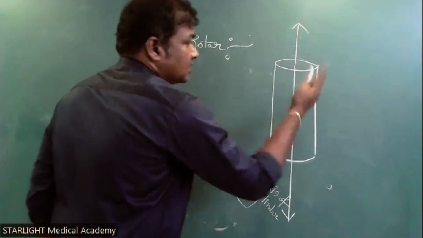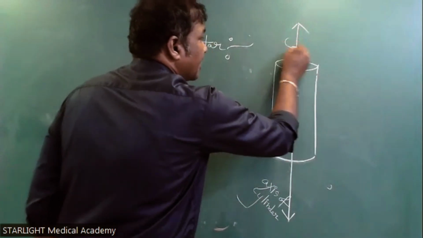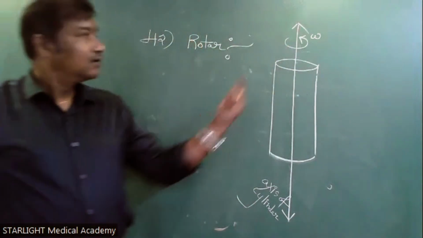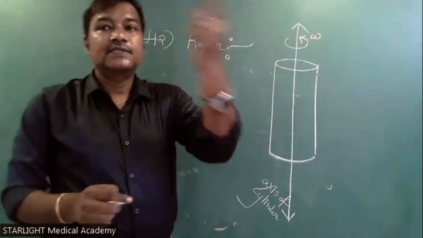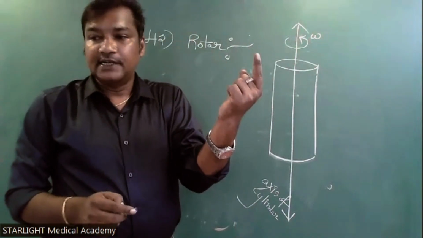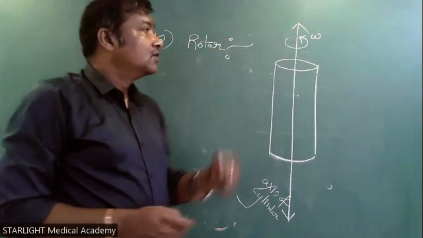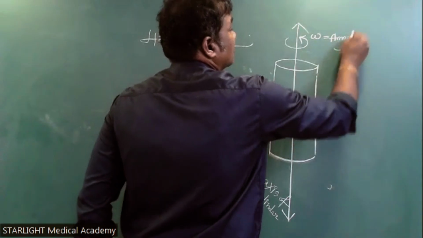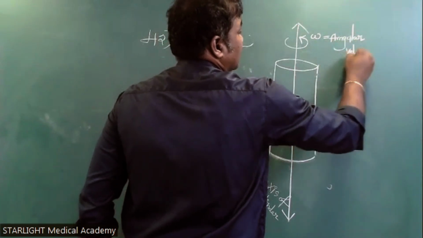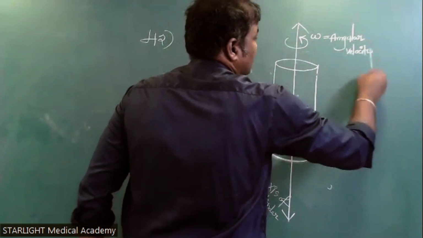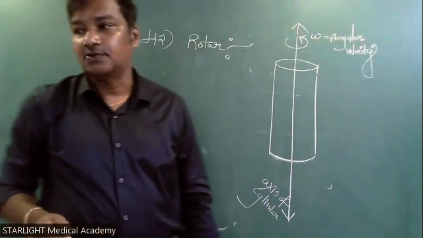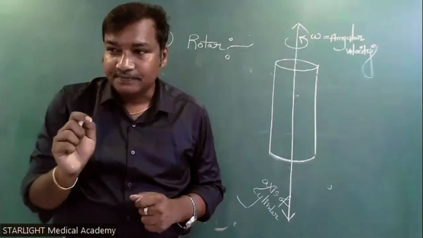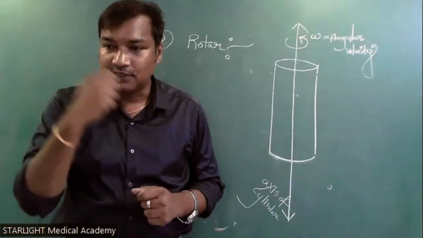The cylinder is rotating about this axis with an angular velocity omega. Omega is the angular velocity of the cylinder. It comes in the chapter on rotatory motion. Omega, the angular velocity of the cylinder.